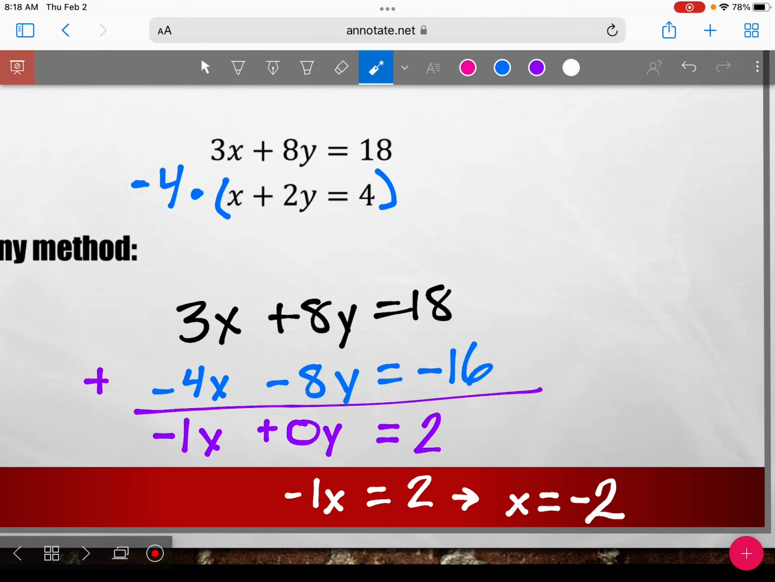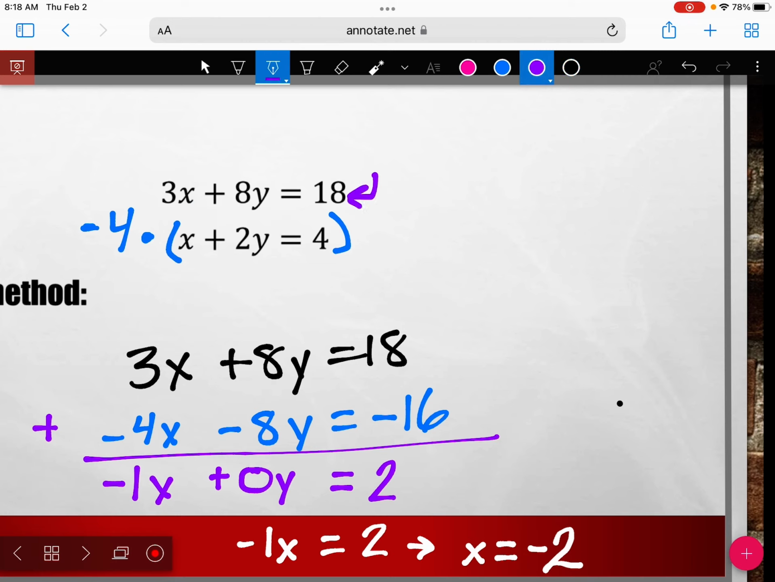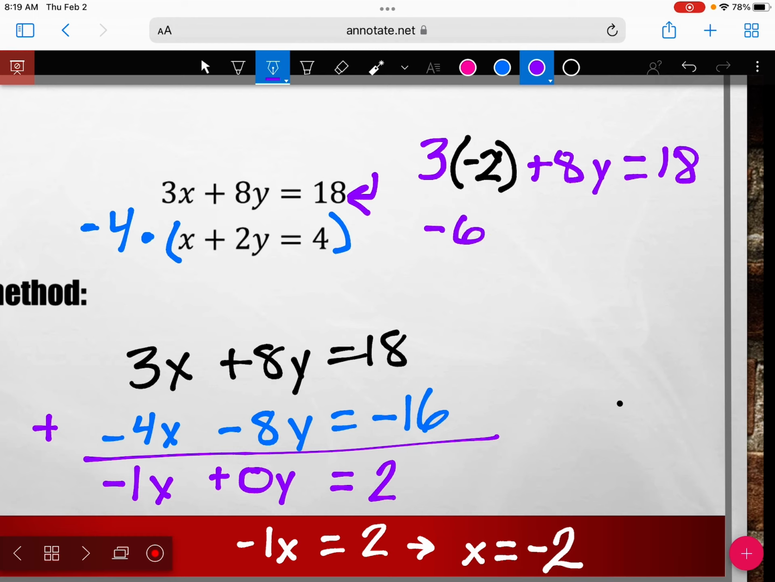So which one do you want to use? 3x, x, or negative 4x? The 3x. It's the first one I heard. So what we're going to do is take this equation and substitute in what I know, which is that x is negative 2. So we're going to have 3 times negative 2 plus 8y equals 18. So 3 times negative 2 gives us negative 6, good job, plus 8y equals 18.